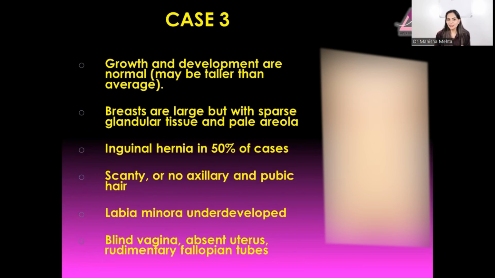Usually, you will see these females as a little bit taller than average, although there is no uniform rule. I have seen such females with a blind vagina and absent uterus, but I have also seen them with a uterus. So some of the patients will have a uterus, a vagina, but also testicles.